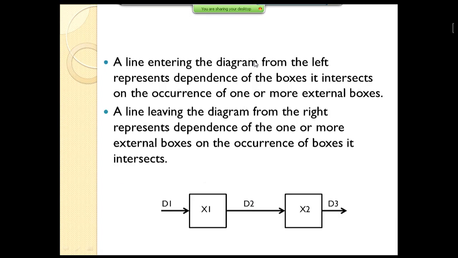When a line enters the diagram from the left, it shows that this is the output maybe from one or more external boxes, whereas a line leaving the diagram can be input to one or more external boxes. Here D1 may be the output from one or more external boxes, and D2 can enter into X2 or X3 or any number of boxes.